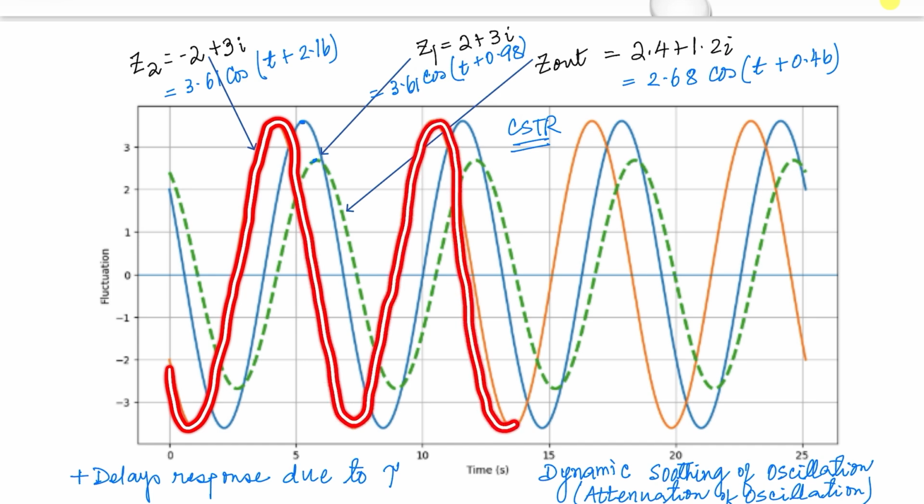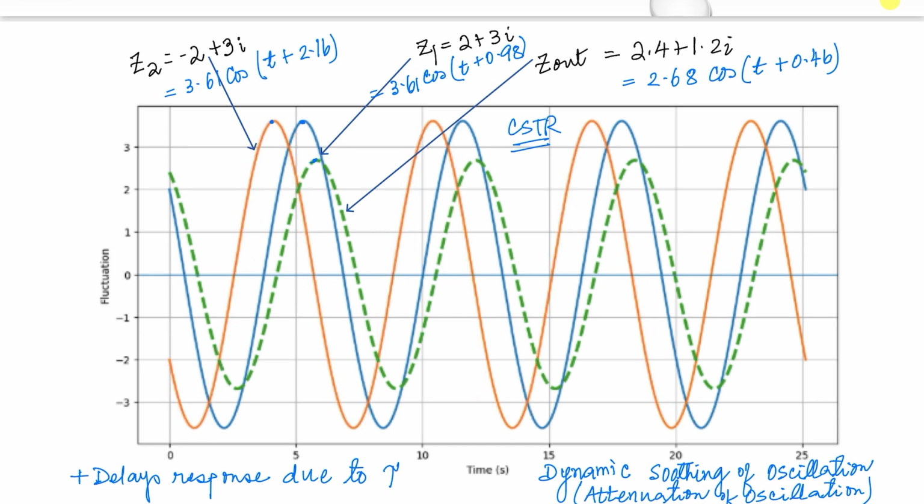Z2 is another flow or temperature variation going to the CSTR. We have just calculated the Z out, and this dotted line is the Z out, as you can see. This has been attenuated; it was around 3.61. And there is, of course, a lag of 0.46 radian. This is really called the dynamic smoothing, or attenuation, of oscillation. The delay of response is due to the tau, or the holding time, of the CSTR.